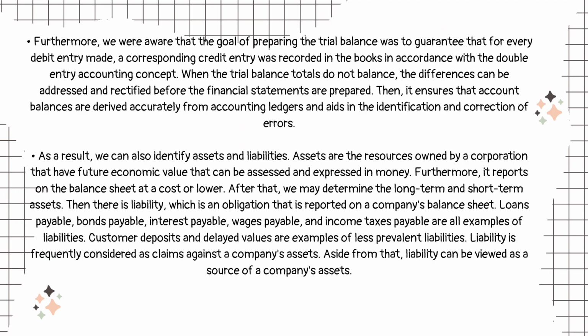Furthermore, we were aware that the goal of preparing the trial balance was to guarantee that for every debit entry made, a corresponding credit entry was recorded in the books in accordance with the double entry accounting concept. When the trial balance totals do not balance, the difference can be addressed and rectified before the financial statements are prepared. Then, it ensures that account balances are derived accurately from the accounting ledger and aids in the identification and correction of errors. As a result, we can also identify assets and liabilities.